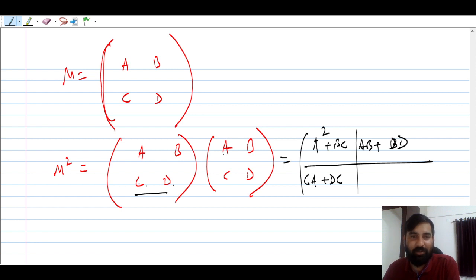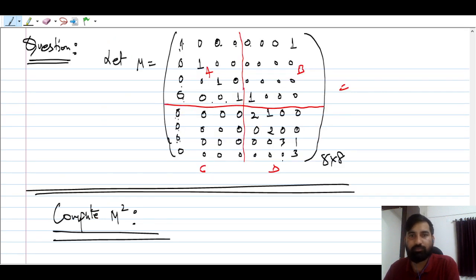So you just multiply this, so it is BC, ये भी 0 रहेगा, and D square. ठीक है, fine. So I think now it is clear. So this is going to be a zero matrix only.